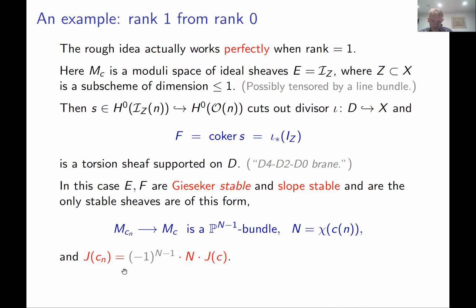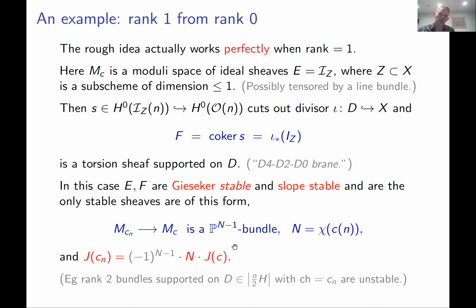Okay, so what this says is that counting the D4, D2, D0 branes is precisely given by counting the curves and points in X, so the rank 1 DT invariants. This is only for n large. Okay, for n small, this would fail.